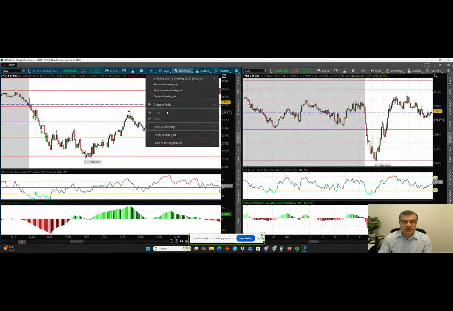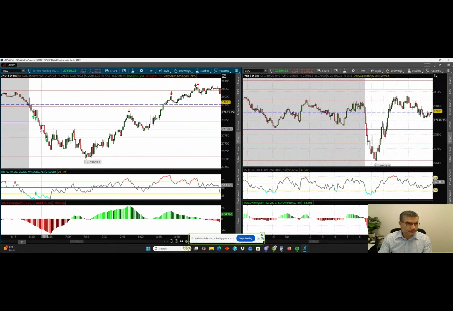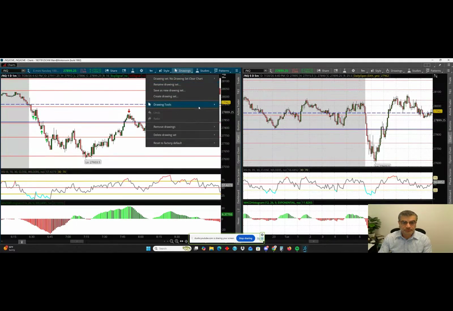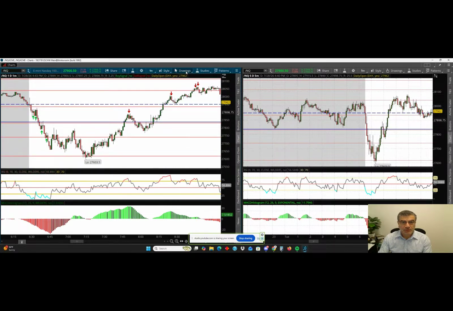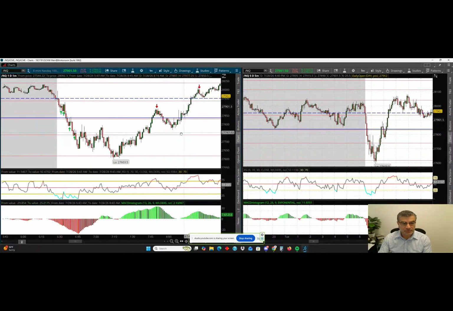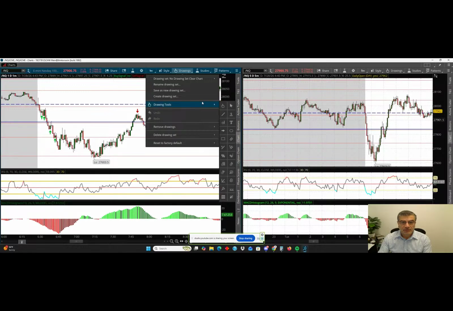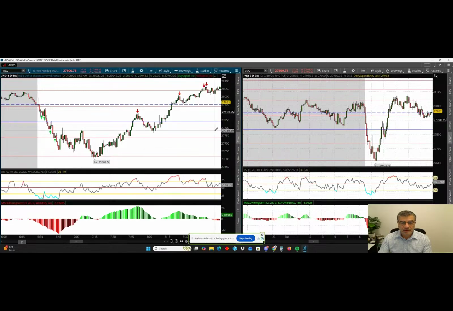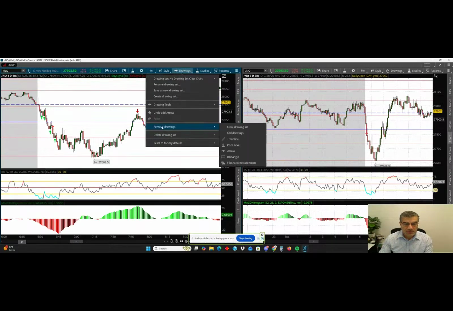Where's my drawing tool? Oops. Come on, why is it not taking that? My arrow. No. This time it works. I just think Thinkorswim sometimes pisses me off.